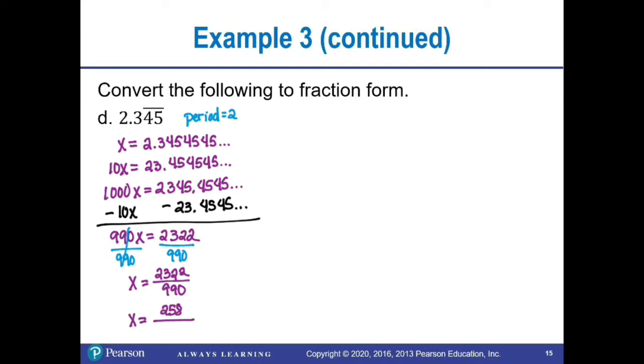9 will go into both the numerator and the denominator. I use my scratch paper, and 9 divides into 2,322 258 times. 9 divides into 990 110 times. This fraction is still not simplified because 2 will go into both the numerator and the denominator. 258 divided by 2 is 129, and 110 divided by 2 is 55. This fraction is simplified, and so my final answer is 129 over 55.